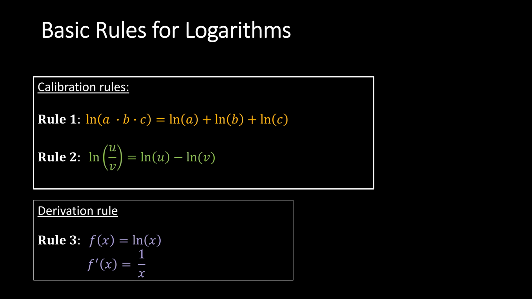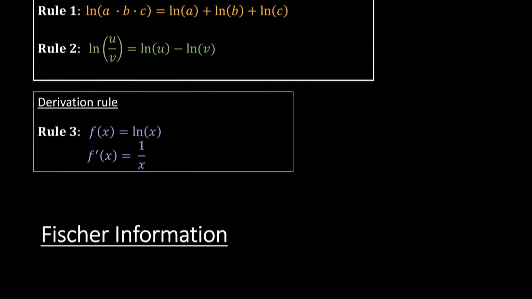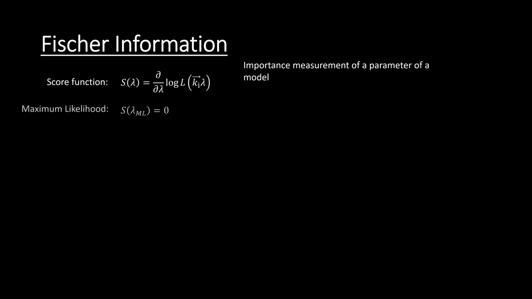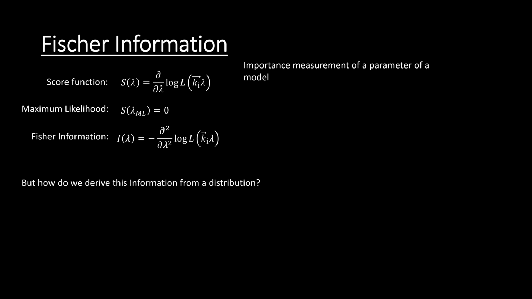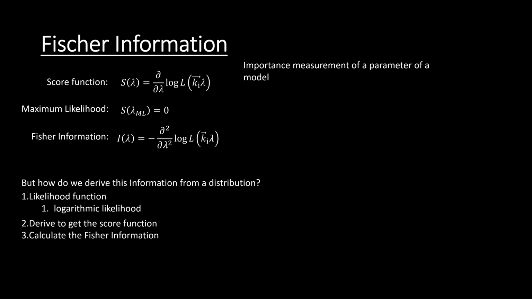Knowing that, we can finally move on to what you've all been waiting for, the Fisher information. The Fisher information consists of the score function and the maximum likelihood function. Accordingly, the way to derive the Fisher information from a distribution is as follows. First, calculate its logarithmic likelihood function, then derive it to get the score function, and finally compute the variance of that score function to get the Fisher information.